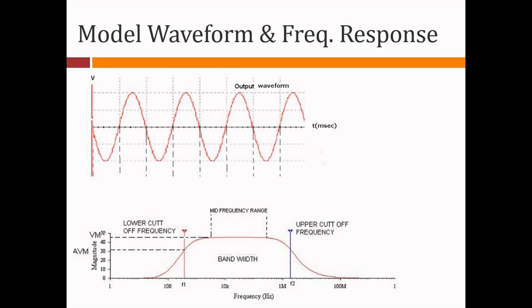So this is how the model waveform looks, and below you can see the frequency response. Fine. You can see there are two vertical lines at F1 and F2 for the second figure. The one is the lower cutoff frequency, the top one is the upper cutoff frequency. The difference between the two is the bandwidth.